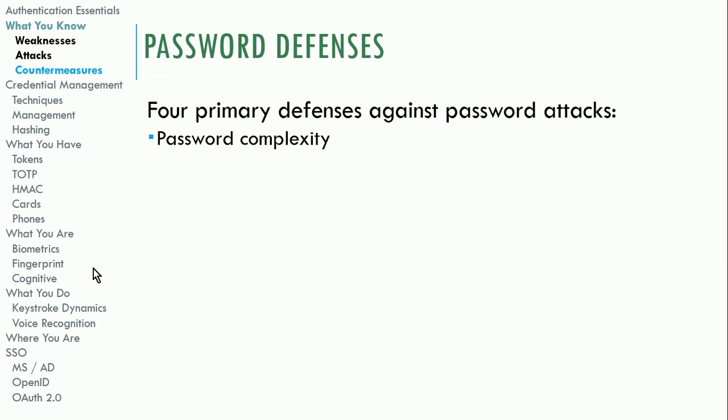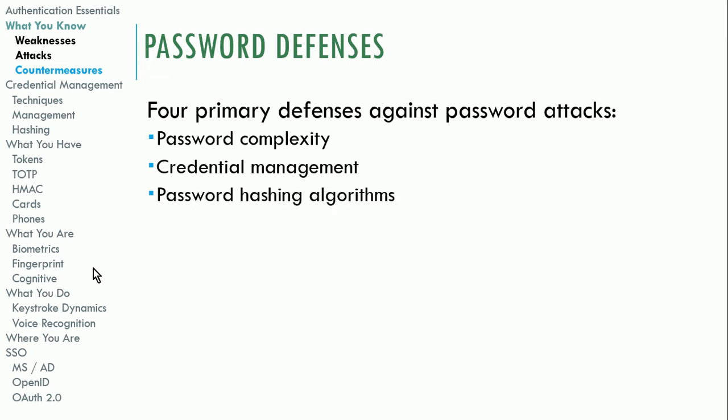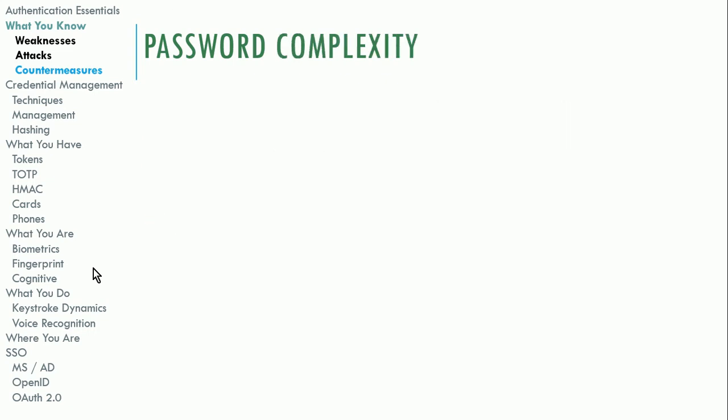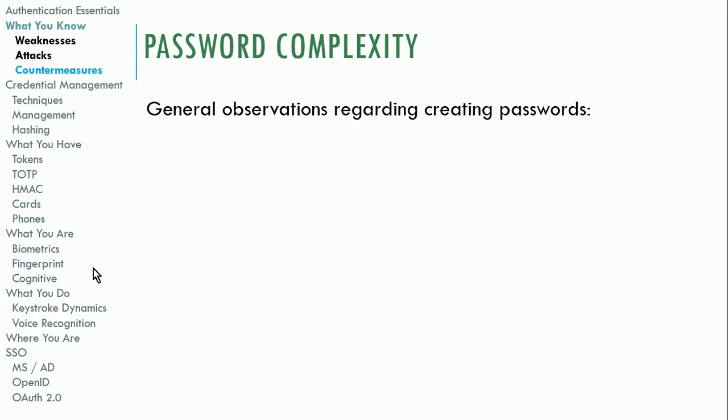So some of the things that we can do, there are 4 primary defenses against these password attacks. Number 1, and most important, is going to be password complexity. Using credential management so that users are not relying on their memory, because memory is a big weakness. So if we can somehow get away from that, that will certainly help. Password hashing algorithms will certainly help, where you use password hashing algorithms and include things like salts, or that can do special tricks to make it harder for the attacker to crack the password.